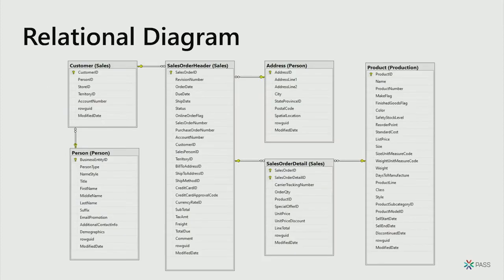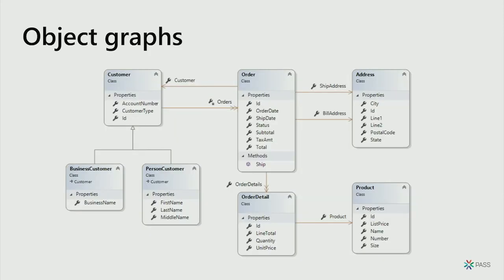So we have to take our relational structures and translate that into an object structure. And sometimes these object structures don't represent one-to-one, and really, I don't think that they should represent one-to-one exactly what the database looks like, right?